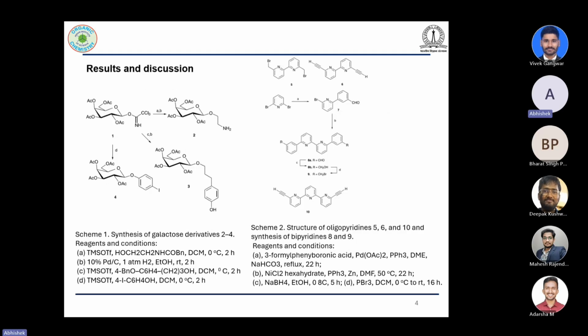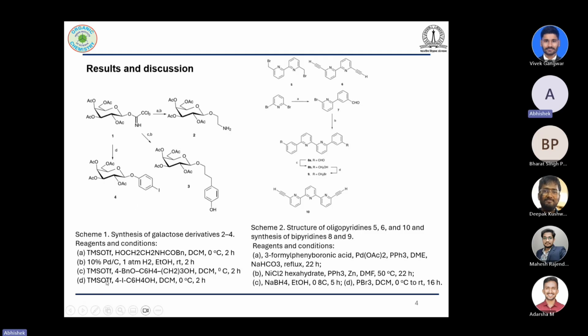Coming to the synthesis, results and discussion, they synthesize these molecules 2, 3, 4 by taking a TCA donor for the synthesis of galactose derivatives 2 to 4. They use the activating agent TMSOTf, taking this acceptor in DCM as solvent, to synthesize compound 2. Then further, they reduce the azide protecting group to the amine by H2, Pd/C.